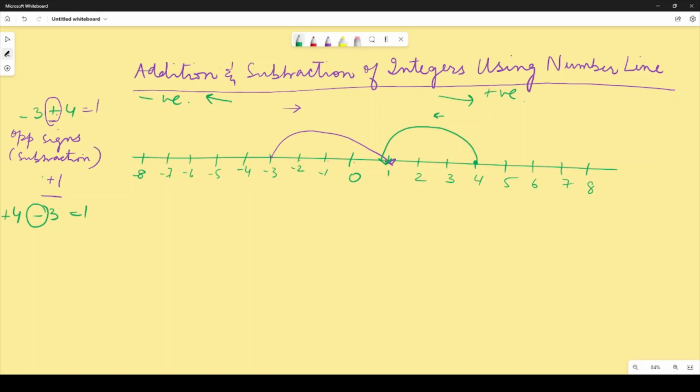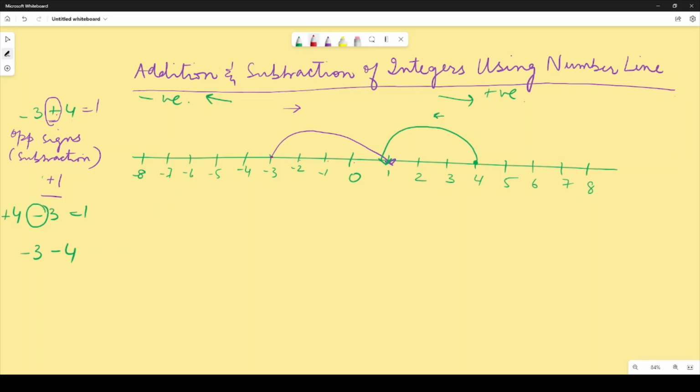Now let us take up another question where we have, let us say, -3 minus 4. So we need to find what this is going to be. So we start at -3 over here, right? We start at -3. Let me use a different color.